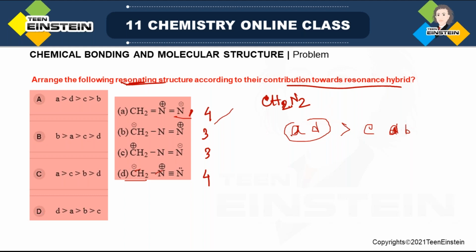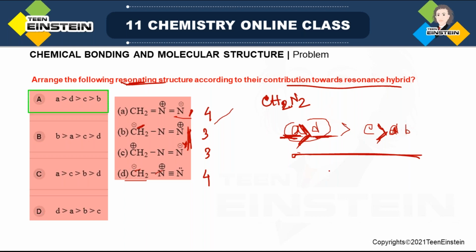So that is why A will be more stable than B. Then what about C and B? Now come to C and B, these two. In C and B also, if you look carefully, in structure C, negative charge is over nitrogen. In structure B, negative charge is over carbon, right? So that is why you have to give more importance to C. So C is more stable and A is more stable than D. So A, D, C and B.